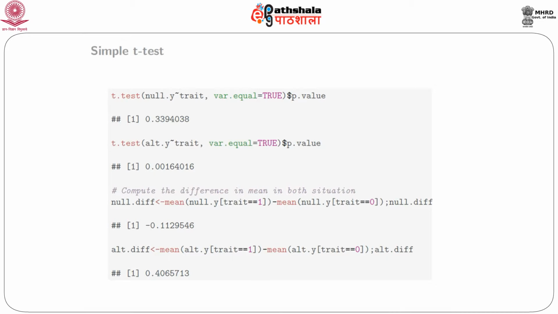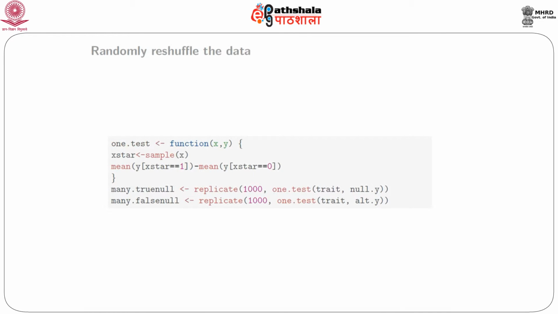Now, let us see what is the difference in the means under the null hypothesis for trait equal to 1 and trait equal to 0. We call it null.diff, which is mean of null.y where trait == 1 minus mean of null.y where trait == 0, and the null difference comes out to be -0.1129546. While if we perform the same thing for the alternate, the alternate difference comes out to be 0.4065713. So, we see that the null difference is closer to 0 than the alternate difference.